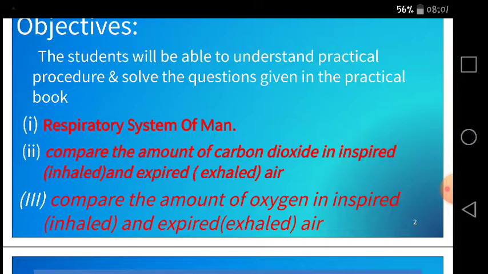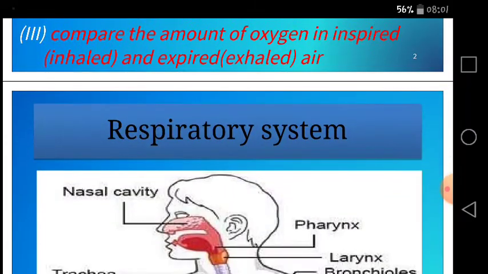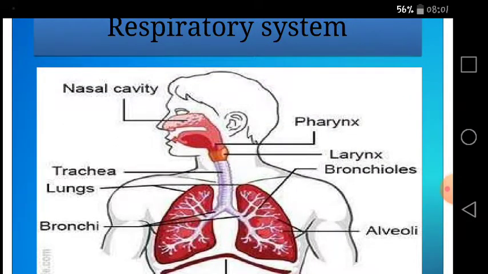So these are our objectives, and before going to do the practical work, now we are going to focus on the respiratory system. We will focus on the structure of the respiratory system, the mechanism of ventilation of the lungs, and the process of gas exchange. Despite the fact that respiration and breathing are different things, the organs in the body concerned with breathing are usually called the respiratory system.